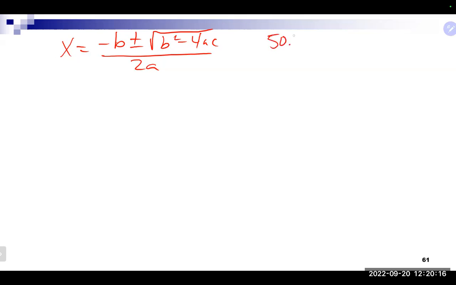All right, so our x is going to equal minus b plus or minus the square root of b squared minus 4ac, divided by 2a. And once again, I'll write our equation next to it: 50.3x squared minus 0.655x plus 8.98 times 10 to the minus 4 in this case. It's going to equal 0.